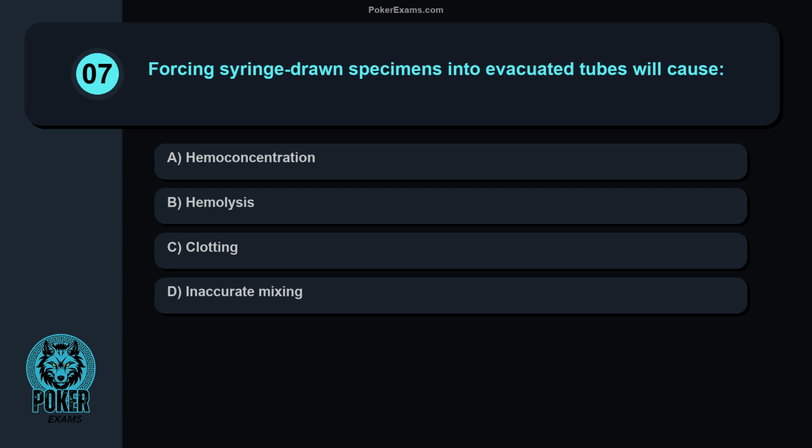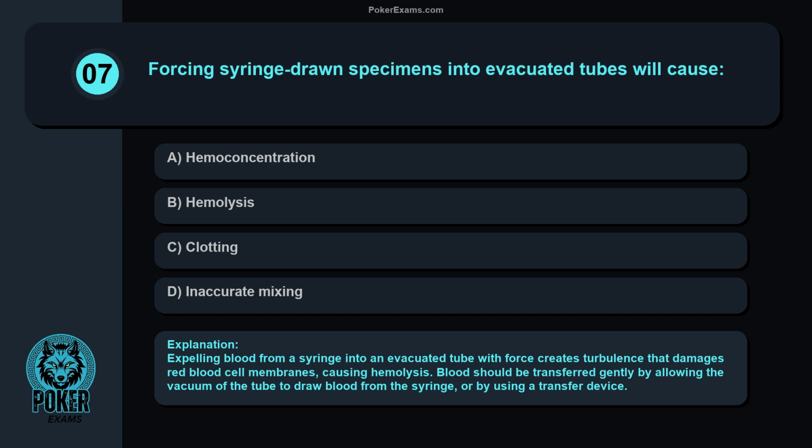Question 7. Forcing syringe-drawn specimens into evacuated tubes will cause hemoconcentration, hemolysis, clotting, inaccurate mixing. Expelling blood from a syringe into an evacuated tube with force creates turbulence that damages red blood cell membranes, causing hemolysis. Blood should be transferred gently by allowing the vacuum of the tube to draw blood from the syringe, or by using a transfer device.